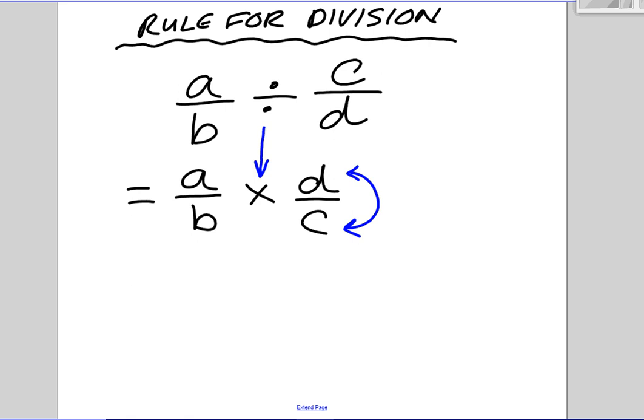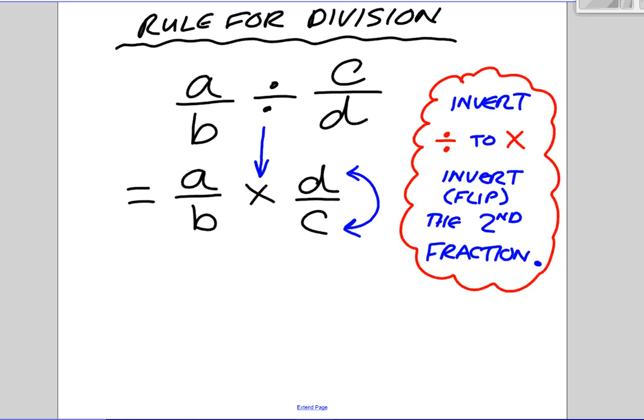And the reason we've done that is because the multiplication rule between fractions is easy. Okay, so there you go. I'm just emphasising invert divide to multiply, and invert or flip the second fraction. We've done that.